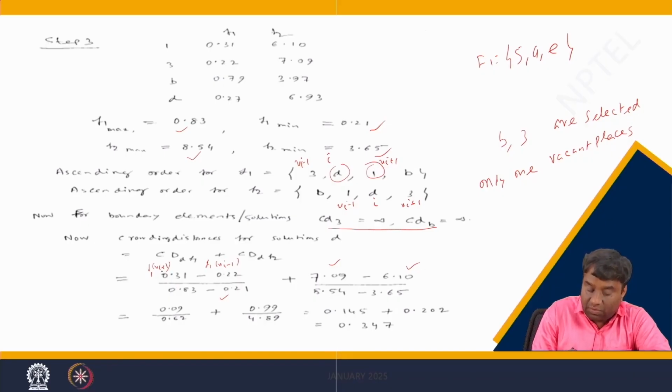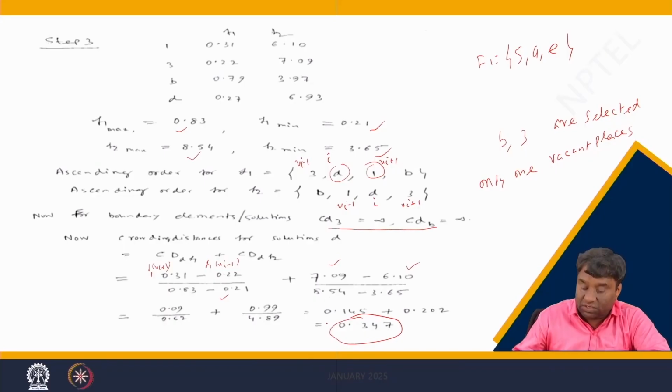So this value here, x plus 1, as I say that this is 1 and xi minus 1 is 3, so that value is taken here, similarly here also. So the crowd distance is 0.347. Similarly, we need to find the crowd distance of 1.